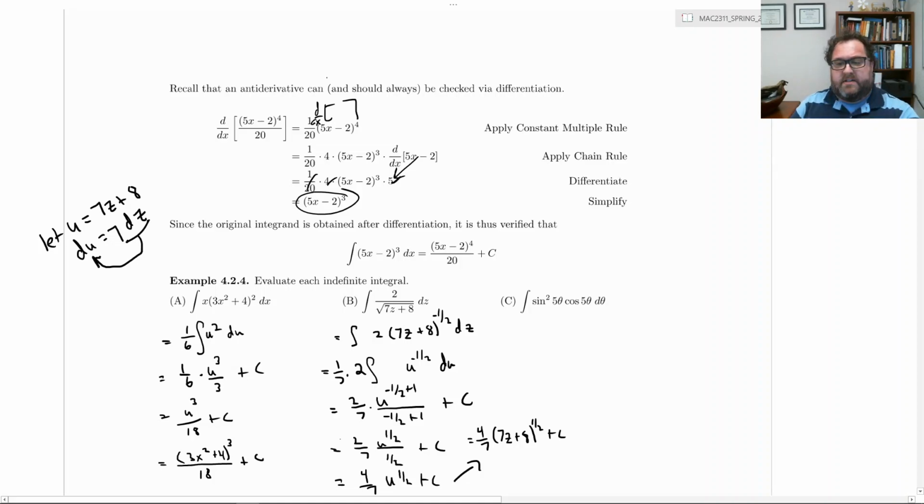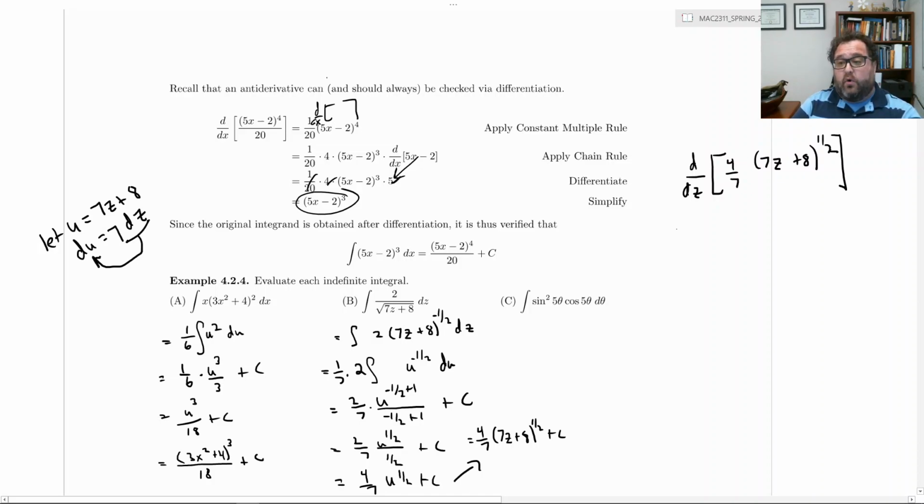You want to check? Sure. Let's be in the habit. Let's check all three of these. So we can assume the derivative of the c is 0. Now we want to take the derivative with respect to z of 4 over 7 times 7z plus 8 to the 1/2 power.